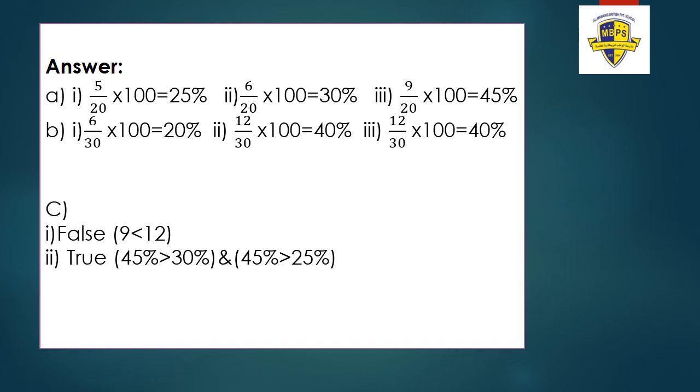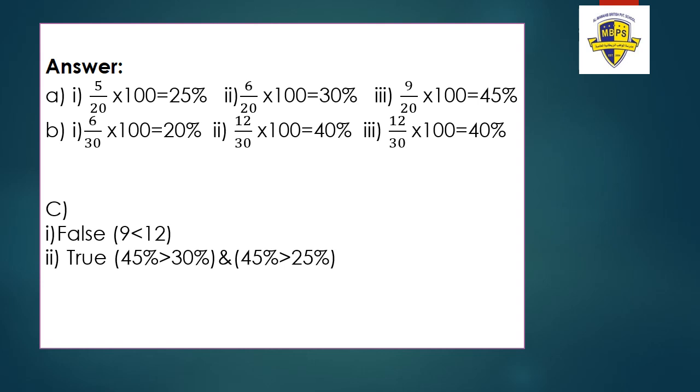Number 2, a greater percentage of boys were overweight. We have the percentage of the boys. We have 25% underweight, 30% normal and 45% overweight. So it's true, because 45 is greater than 30 and 45 is greater than 25. So this statement is true.